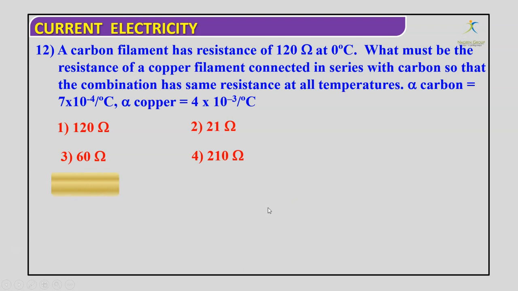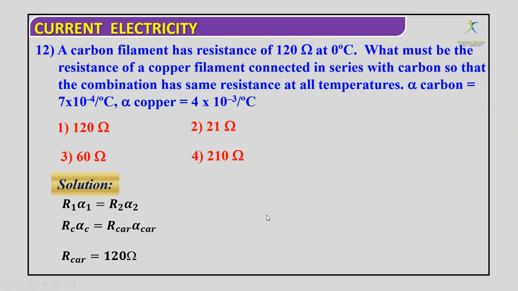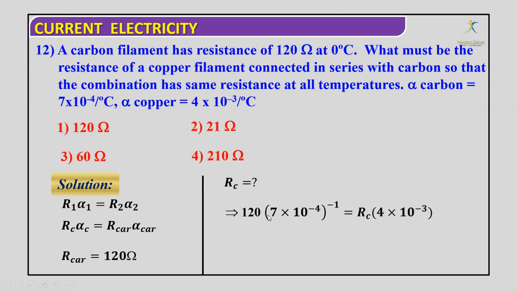So the solution for this question is R1 alpha 1 is equal to R2 alpha 2. We put all these values together and get the result, which is 120 ohm. So RC will be 120. We put all these values together and get the result 21 ohm. Hence the correct option is option 2. I hope you get the same.